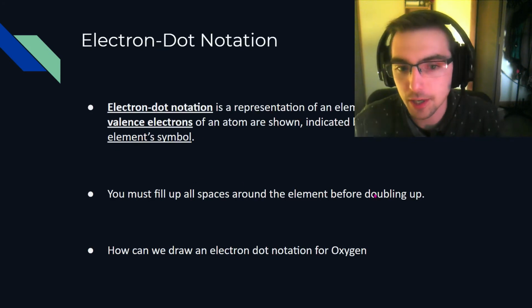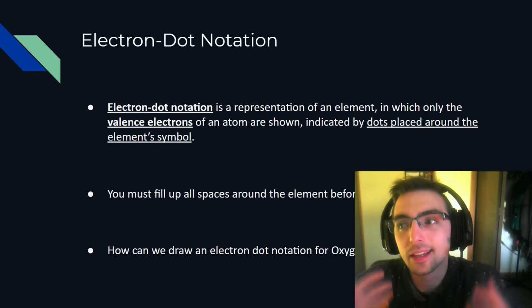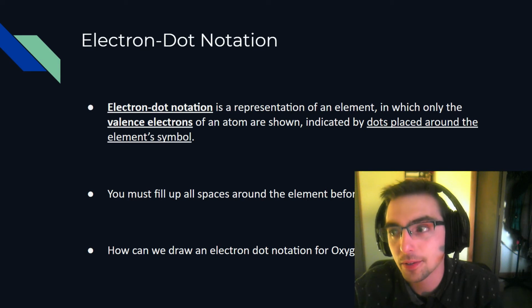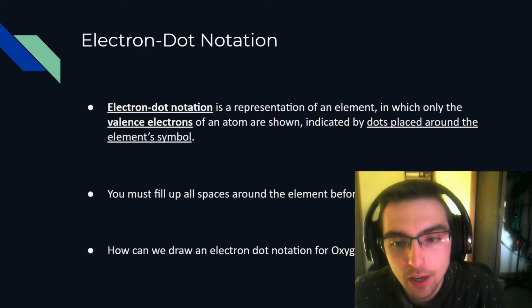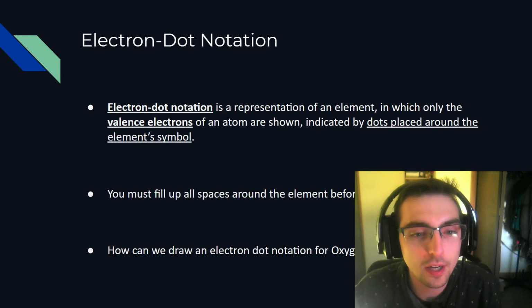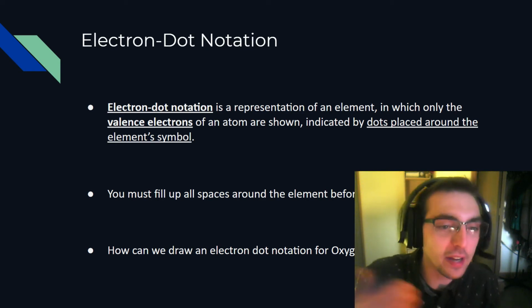So for the first question, we're going to be asking, what is electron dot notation? Electron dot notation is a representation of an element in which only the valence electrons of an atom are shown. This is indicated by dots placed around the element symbol.